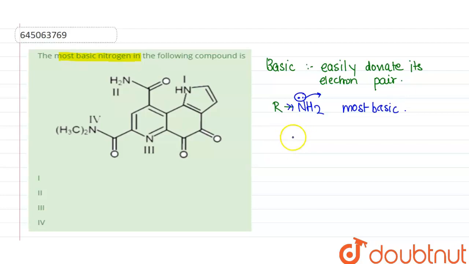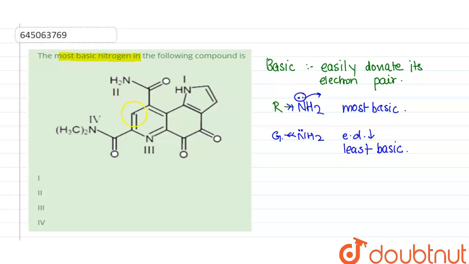Now if we consider any electron withdrawing group, G, present here, which is electron withdrawing, it will withdraw the electrons towards itself. Hence it will decrease the density around nitrogen here. So it will be least basic.